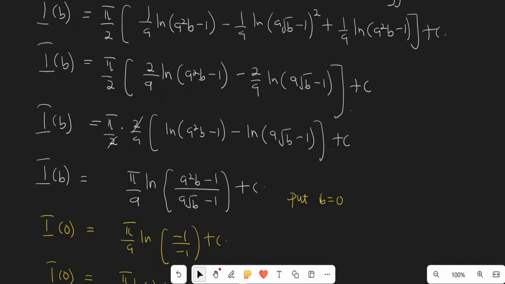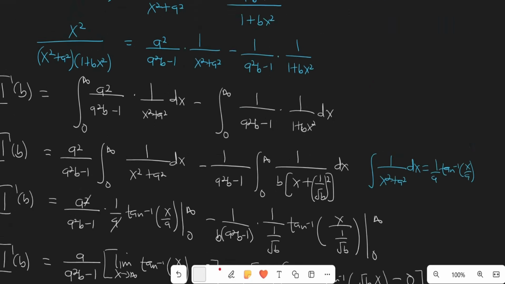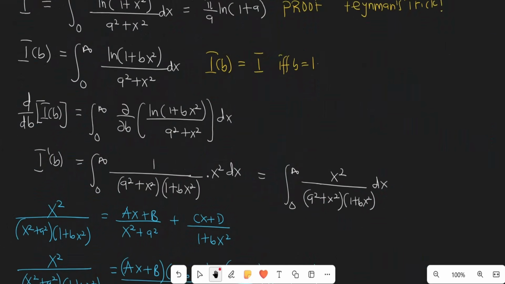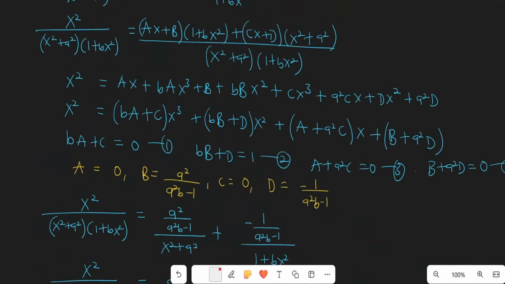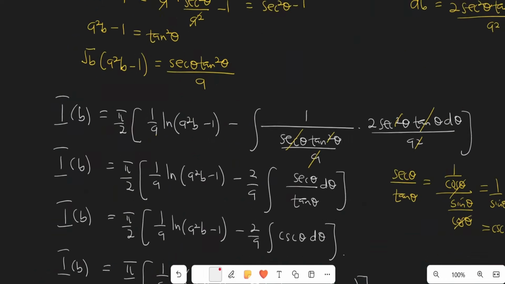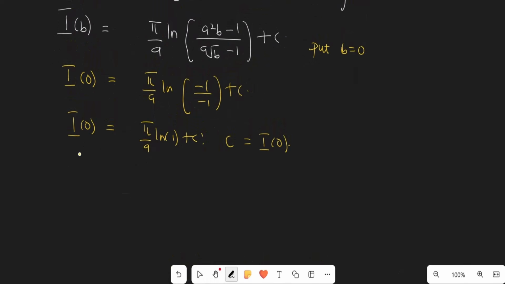But what is I of 0? When we replace the parameter b with 0, what are we getting? So we can go back to our original integral, right? When b is 0, everything becomes 0, right? Because you now have ln of 1 on the numerator, which is 0. So I of 0 here is equal to 0, right? So I of 0 is equal to 0, and that is equal to c. So it means here c is going to be equal to 0, right?